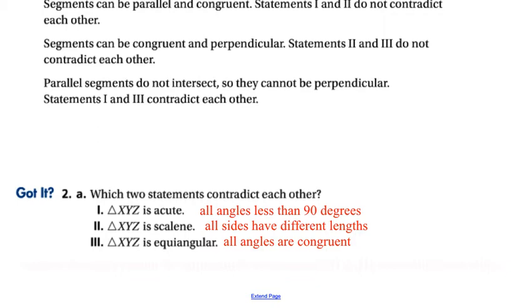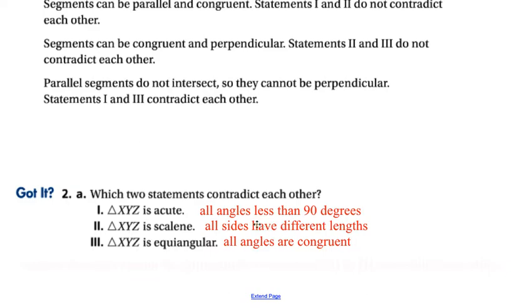All right, hope you gave that a try. Number 1 says triangle XYZ is acute, which means all the angles are less than 90 degrees. Can we have an acute triangle that's also scalene? Scalene says all the sides have different lengths, and that could be true. We could have a triangle that has all different lengths of their sides and all the angles are still less than 90. That could happen.